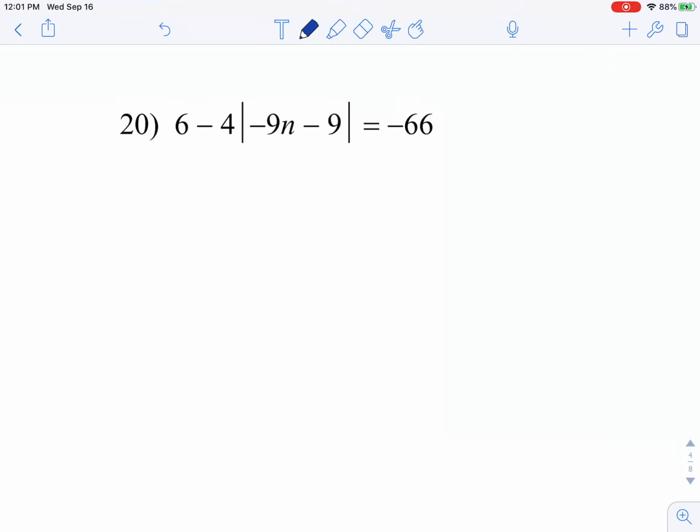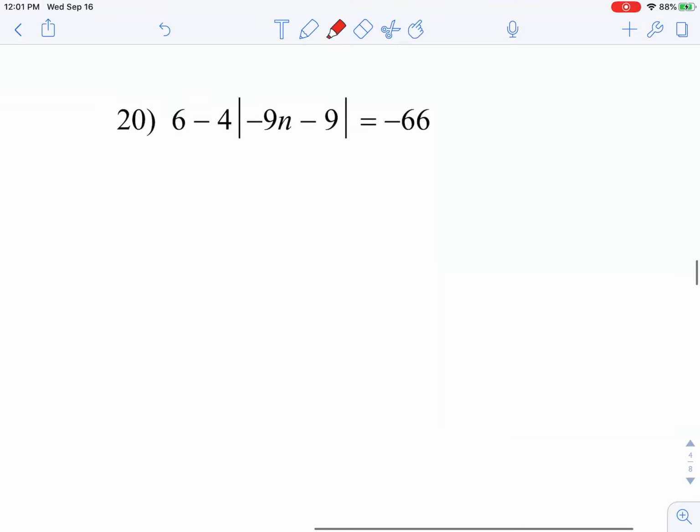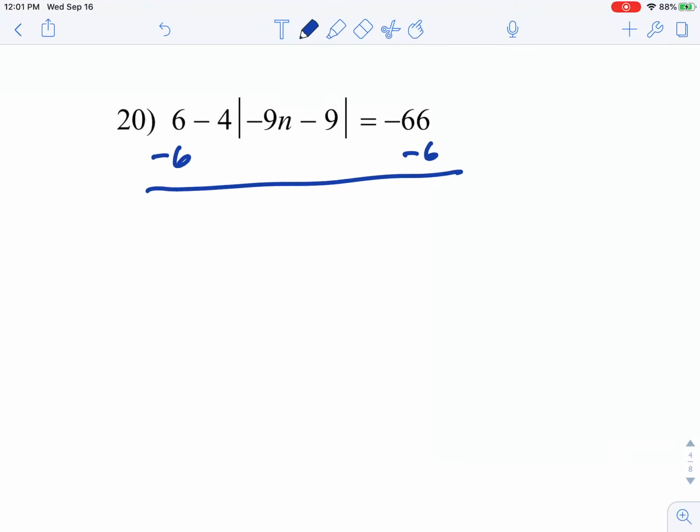Okay, I'm going to go ahead and try to finish number 20, even with the commotion in the background. If my microphone's not picking up, hey, great. Okay, so I need to eliminate the 6 and the negative 4 from outside of those absolute value bars. Minus 6. Negative 4, absolute, negative 9n minus 9 equals negative 72.